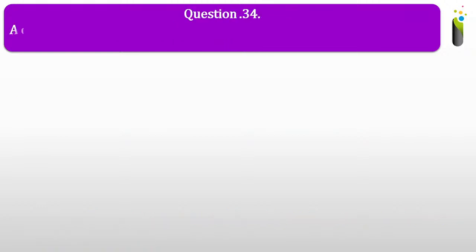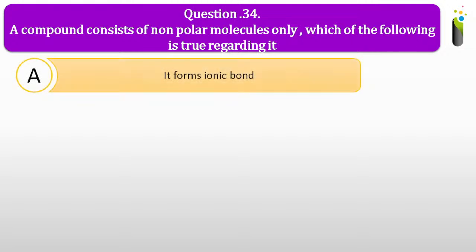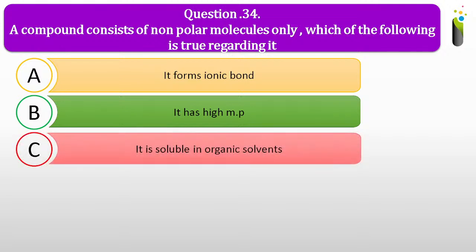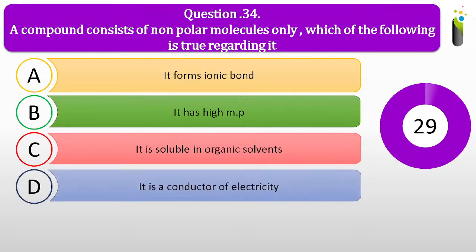Going ahead to question number 34. A compound consists of non-polar molecules only. Which of the following is true regarding it? A. It forms ionic bond. B. It has high melting point. C. It is soluble in organic solvents. D. It is a conductor of electricity.